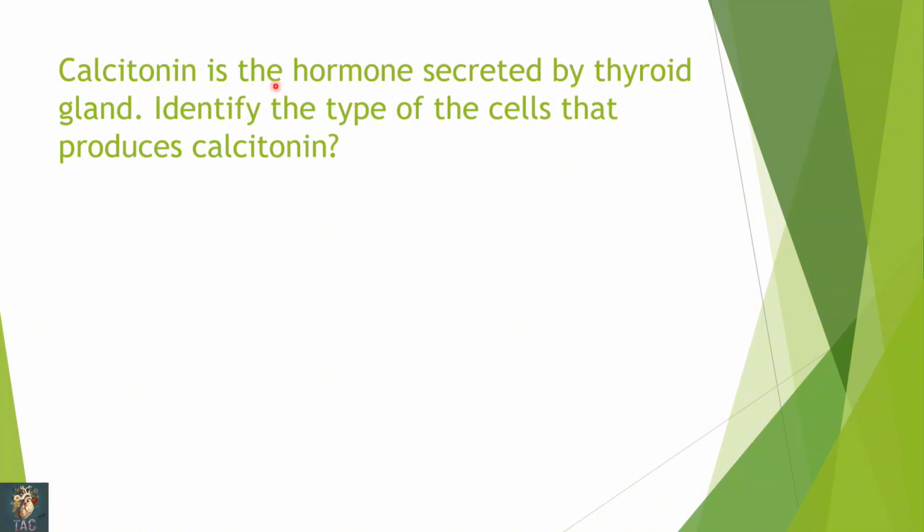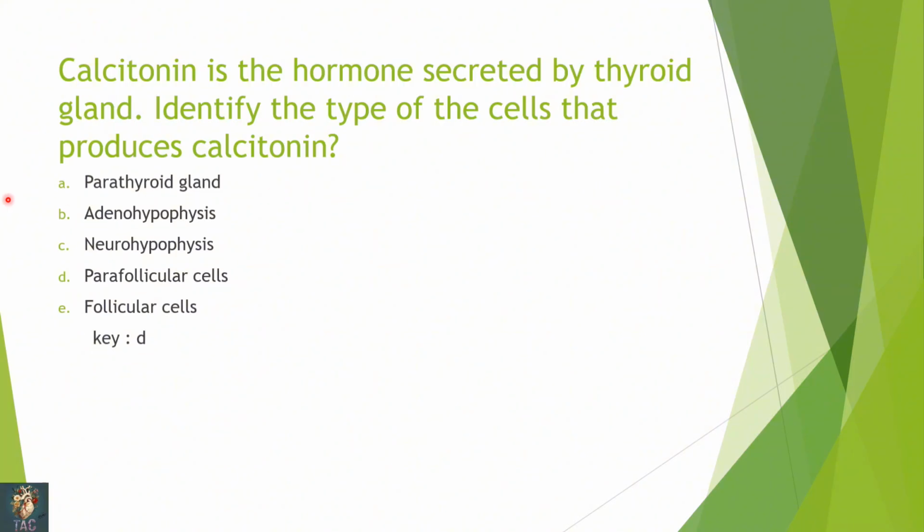Next is a very simple question. Calcitonin is a hormone secreted by the thyroid gland. So identify the type of the cells that produces calcitonin. Very simple. These are the parafollicular cells or C cells which produce calcitonin.